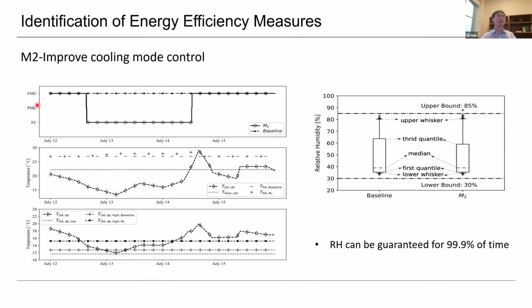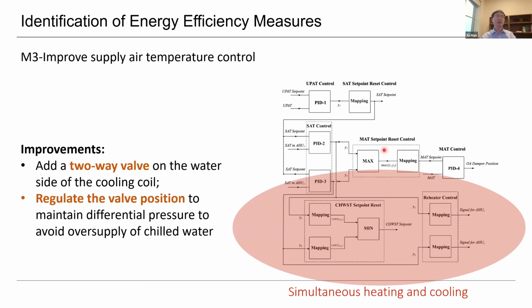So for example, this one is the mode, right? You see the baseline, they stay in the fully mechanical cooling mode. But for the M2 measure, they can switch to the free cooling mode, you see? So this is the reason why they can save some energy, okay? But at the same time, the relative humidity is well controlled, okay? And then we propose another energy efficiency measure. It's called improving the supply air temperature control.